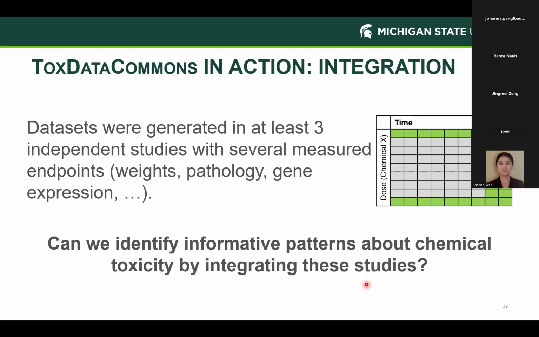Another thing too, and this is a very small project, so we're still looking for more data sets to input, but how can we integrate data sets? So we have data from at least 3 independent studies in here. They had different study designs. And sometimes that's really hard to extract when we're just pulling the data from GEO or something like that. But can we get some informative patterns about this chemical when we're working with this?